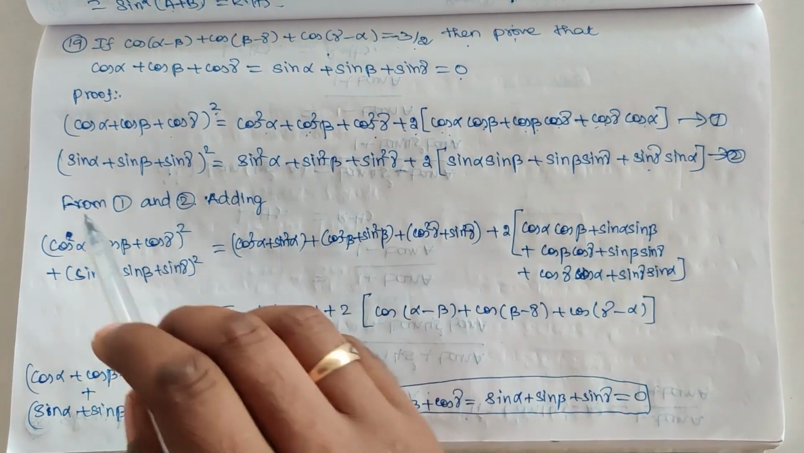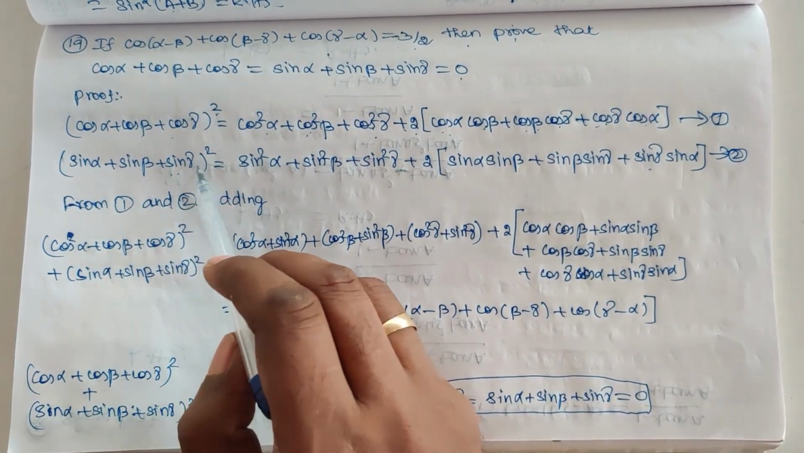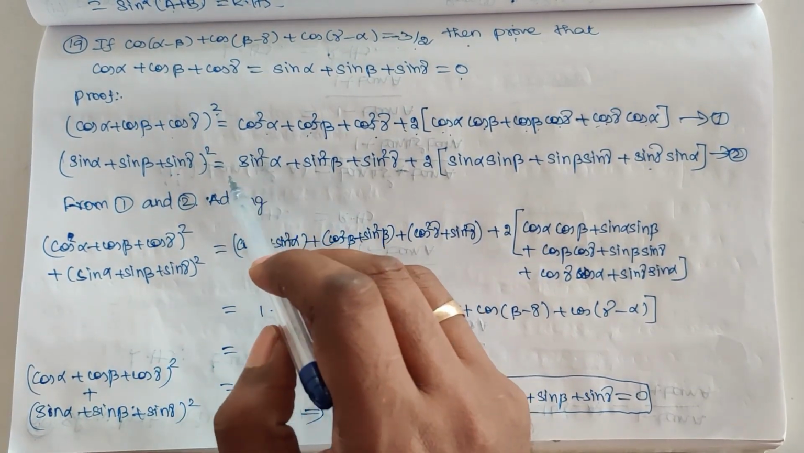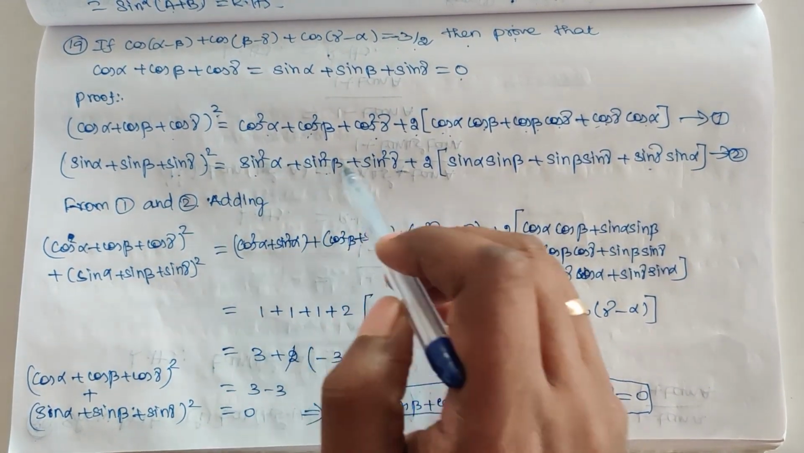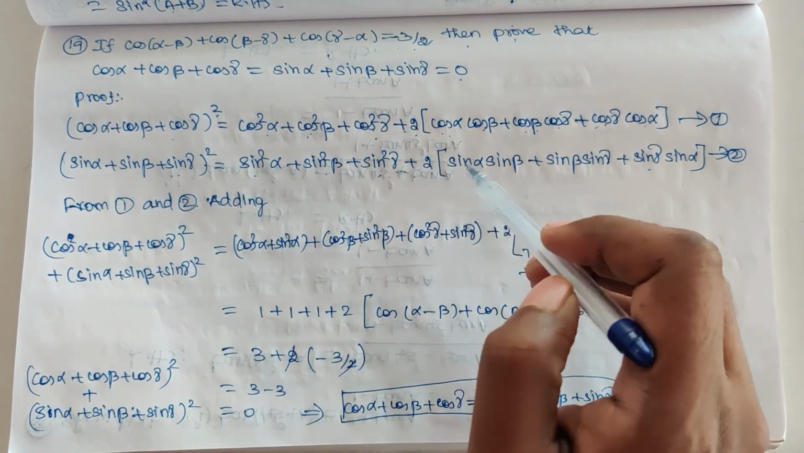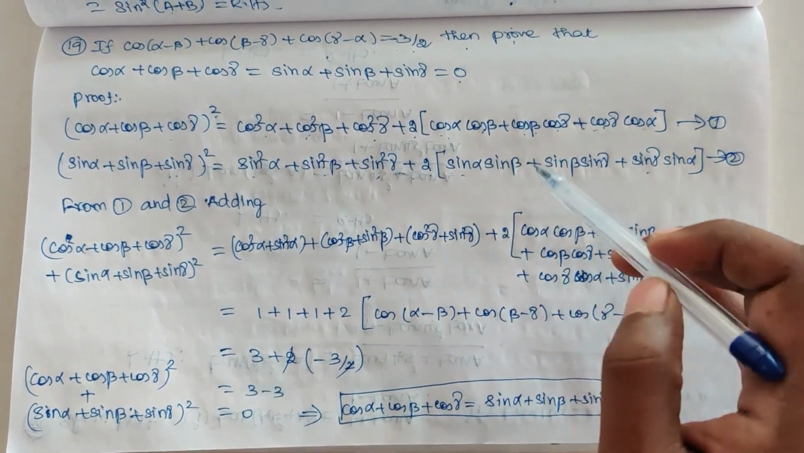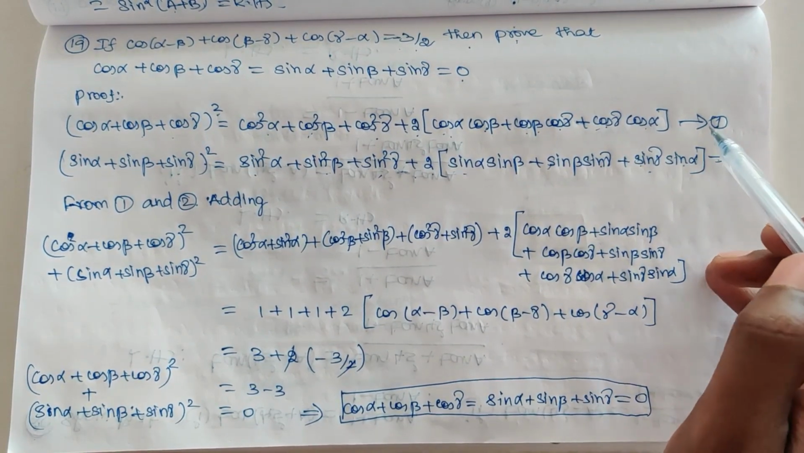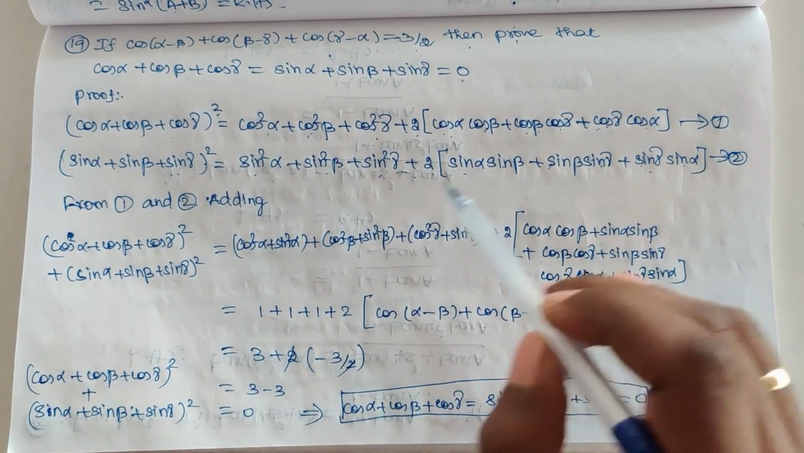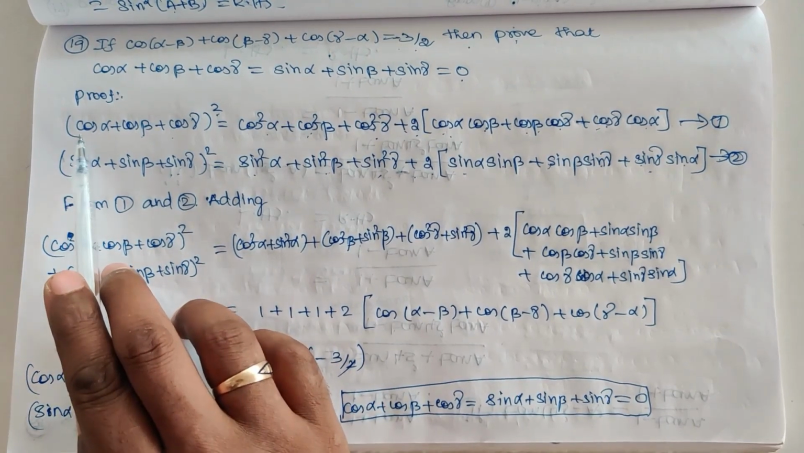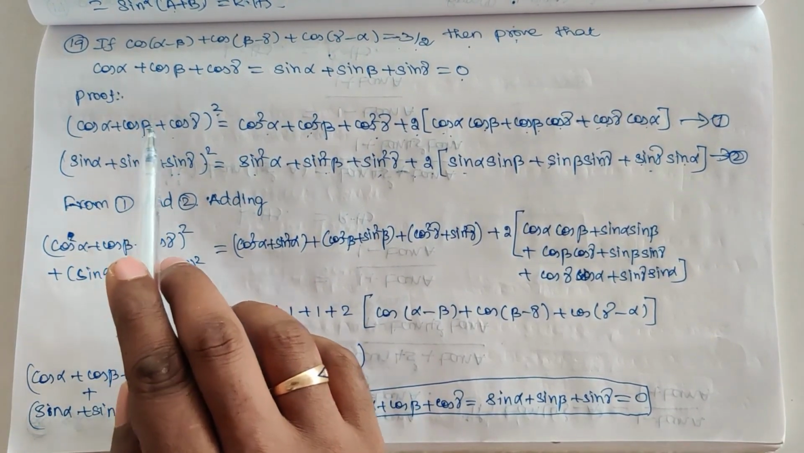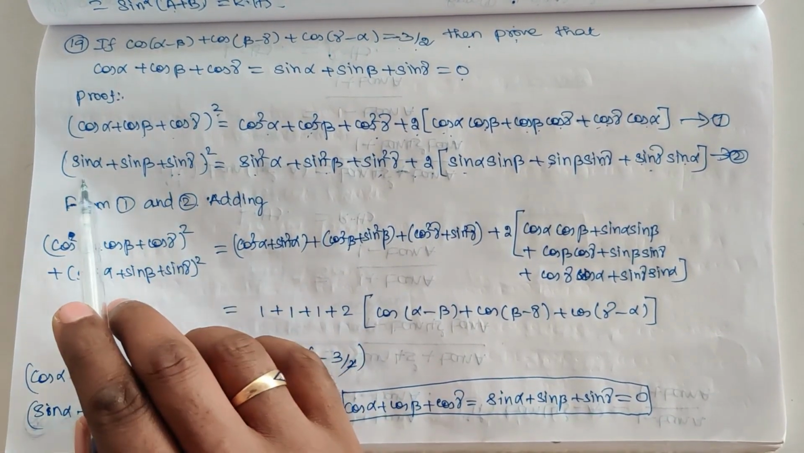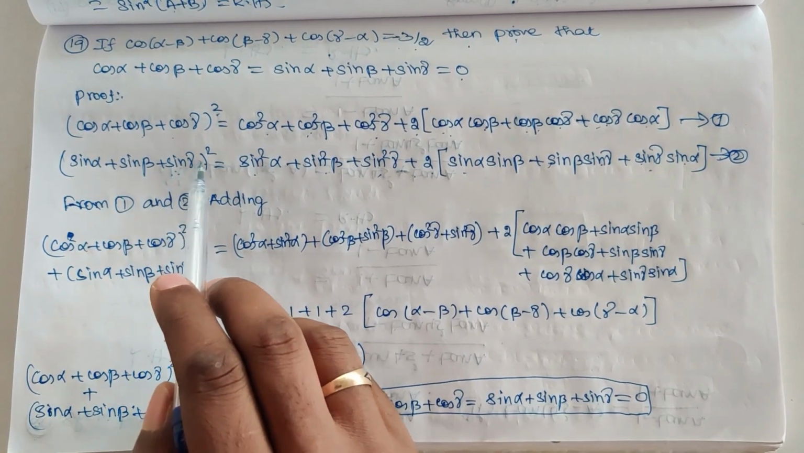Next I am going to take sin alpha plus sin beta plus sin gamma the whole square. So what's the formula? Sin square alpha plus sin square beta plus sin square gamma plus 2 into (sin alpha sin beta plus sin beta sin gamma plus sin gamma sin alpha). So this is equation number 2. Now I am going to add these two equations. We get the left hand side: cos alpha plus cos beta plus cos gamma the whole square plus sin alpha plus sin beta plus sin gamma the whole square.